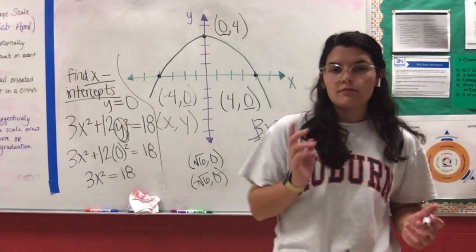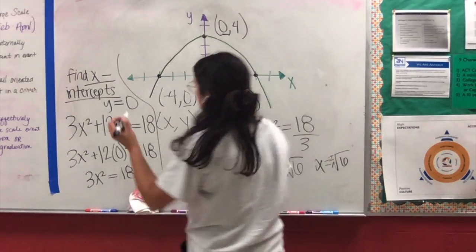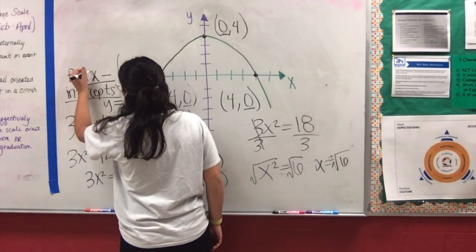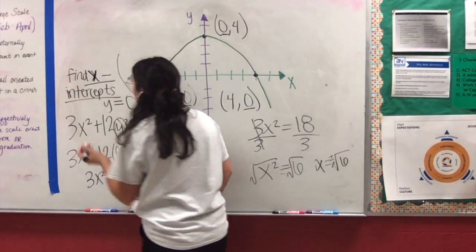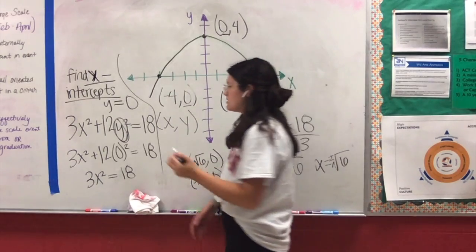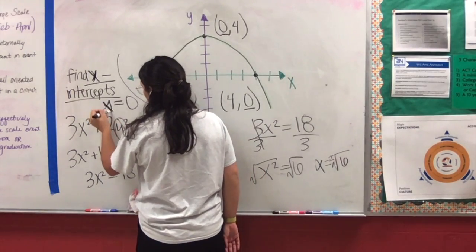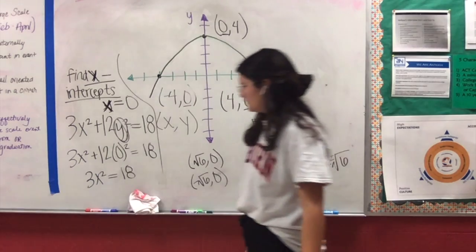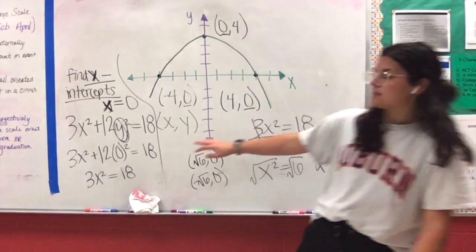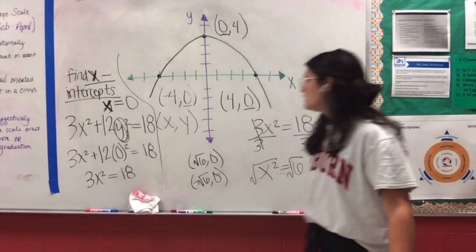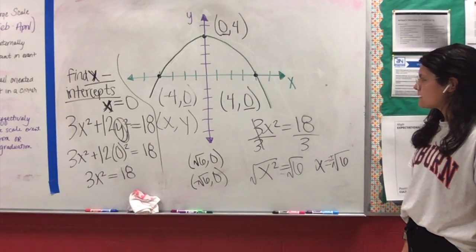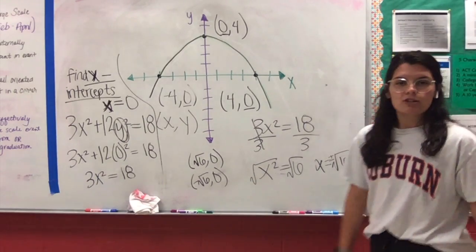And the same goes for a y-intercept. So if this was asking for a y-intercept, we know that in y-intercepts, x always equals 0. And we could have done that with our x equaling 0. That's pretty much it.